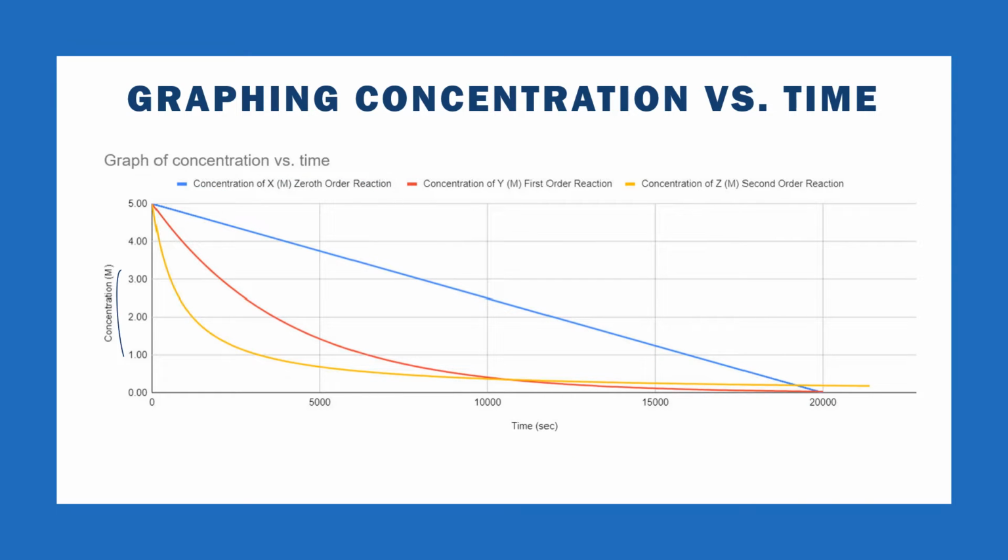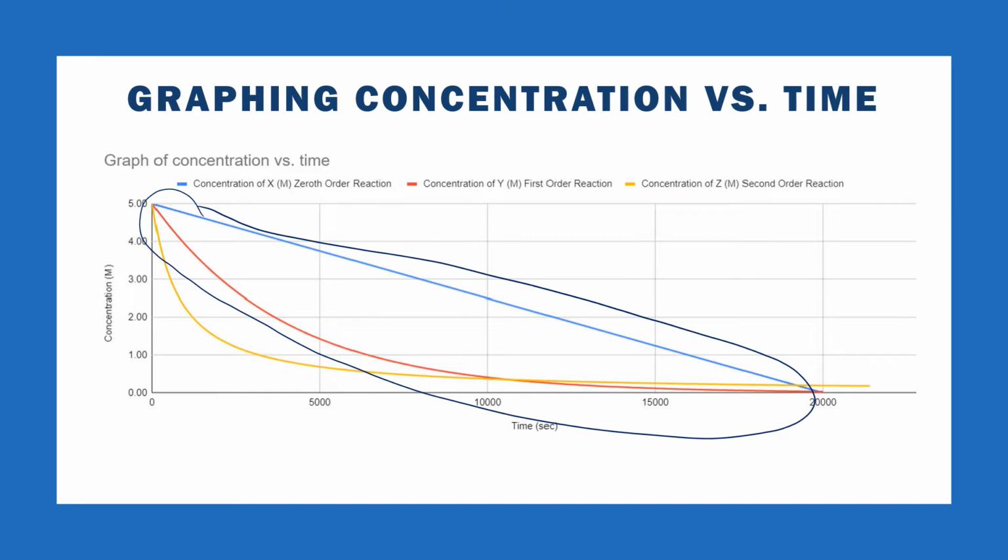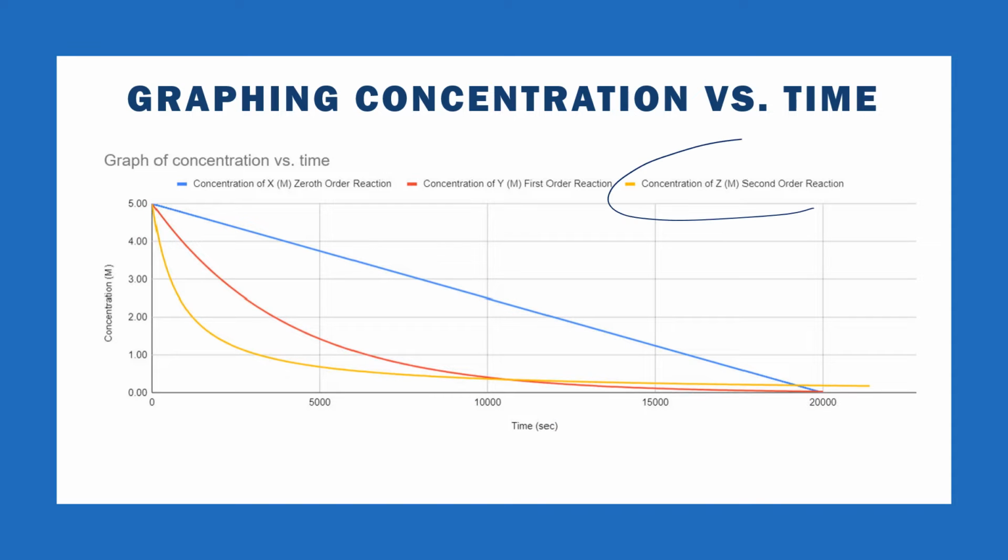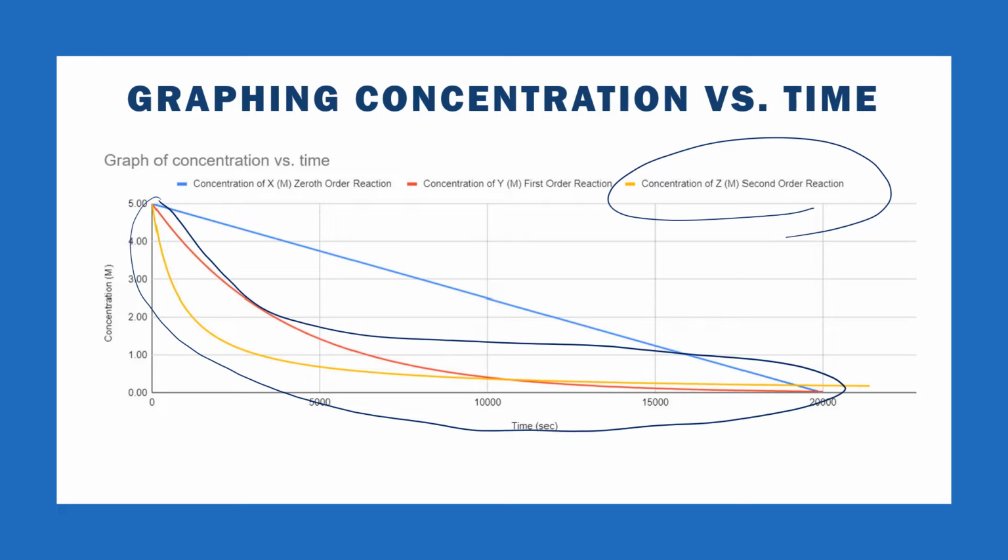Now, for first order, that's the red line here. You can see that it decreases, but it slows down the decrease as time goes on. Same idea with second order, but it looks a little different. It has a different pattern of decrease. That's the yellow line here.